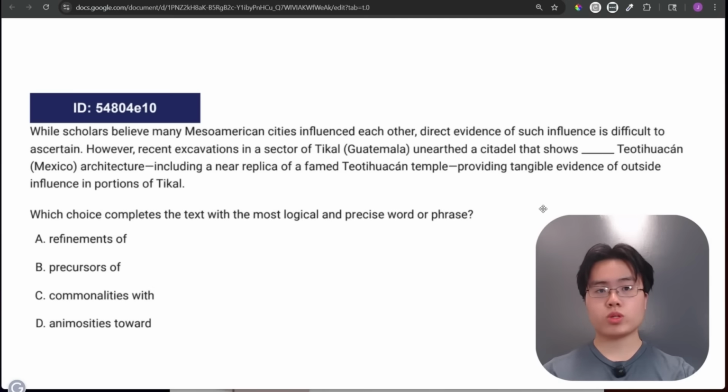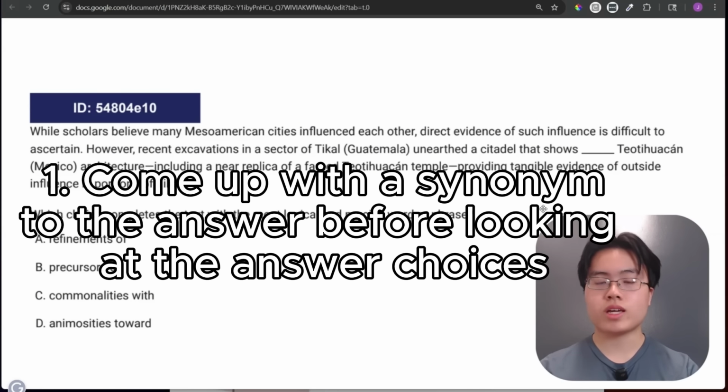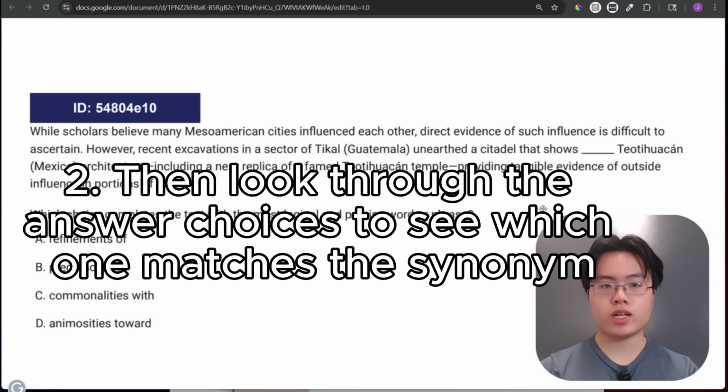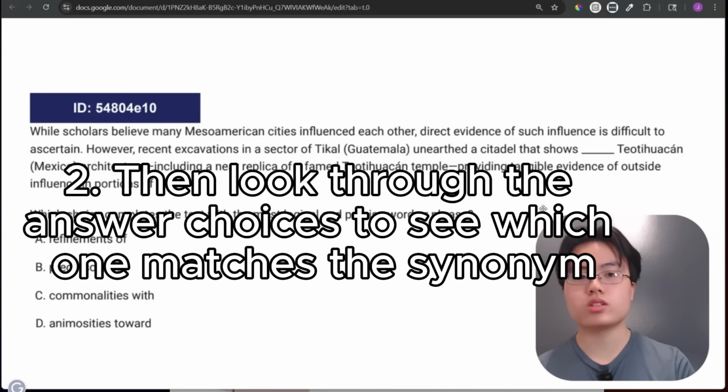Most people think they struggle with vocab questions because they have a bad vocabulary, but actually, most of the time it's because the process that they use to solve vocab questions sucks. The best way to solve vocab questions that I found is to come up with a synonym of what the answer should be before you look at the answer choices. That way you can just look for the answer choices to see which best matches the synonym that you came up with.